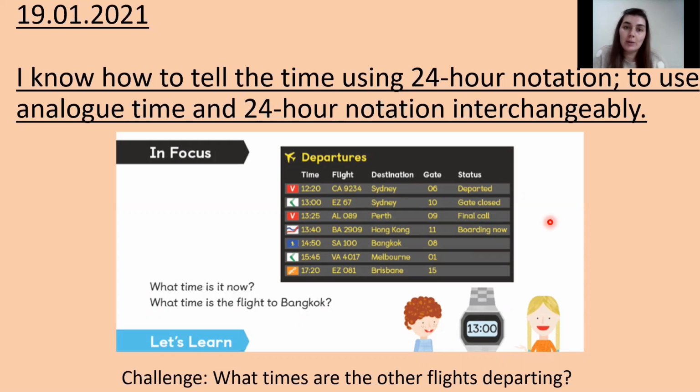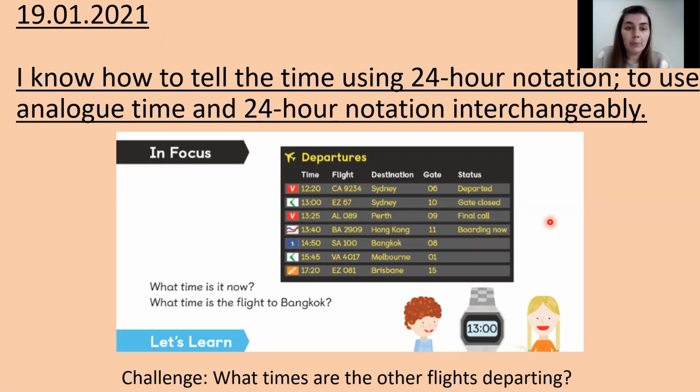Today we are continuing with time and our learning objective for today is to know how to tell the time using 24-hour notation and to use analog time and 24-hour notation interchangeably. Now that's quite a wordy learning objective, but it basically means that we are going to be looking at the time on a 24-hour clock and how to change between this and the 12-hour clock.